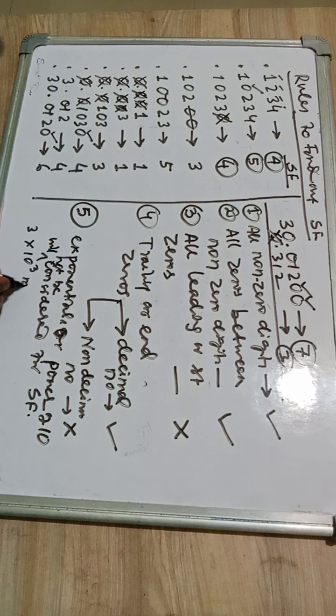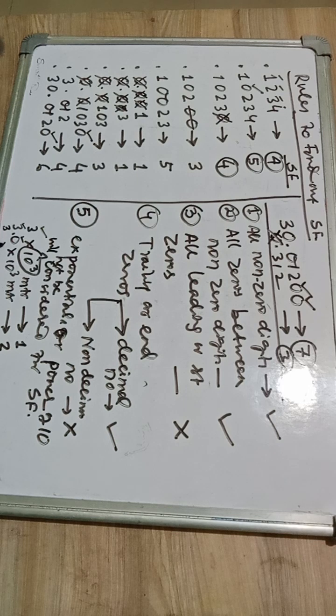Here the significant figure is, this contributes nil, hence this only 1. If it is 3.0 into 10 to the power 3 meter, again the significant figure becomes 2. This 0 is significant, this is also significant.